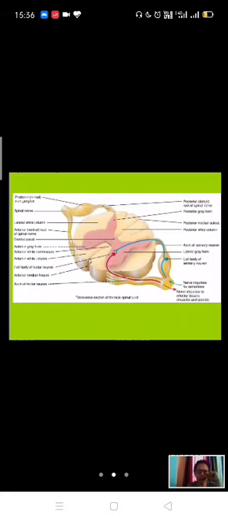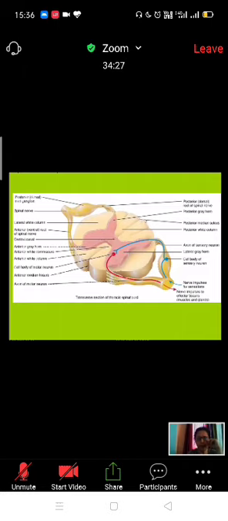On the anterior surface, you see a deep furrow. This furrow is called the anterior median fissure. Similarly, on the posterior side, a depression is present, called the posterior median sulcus.